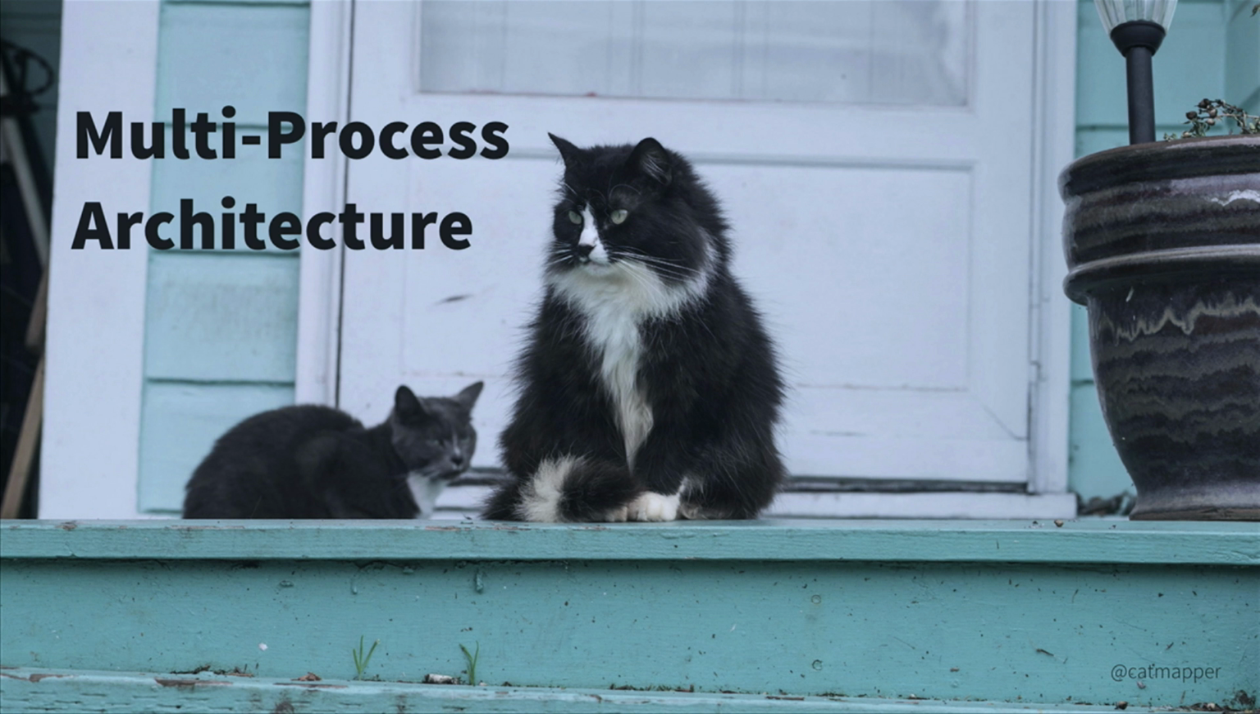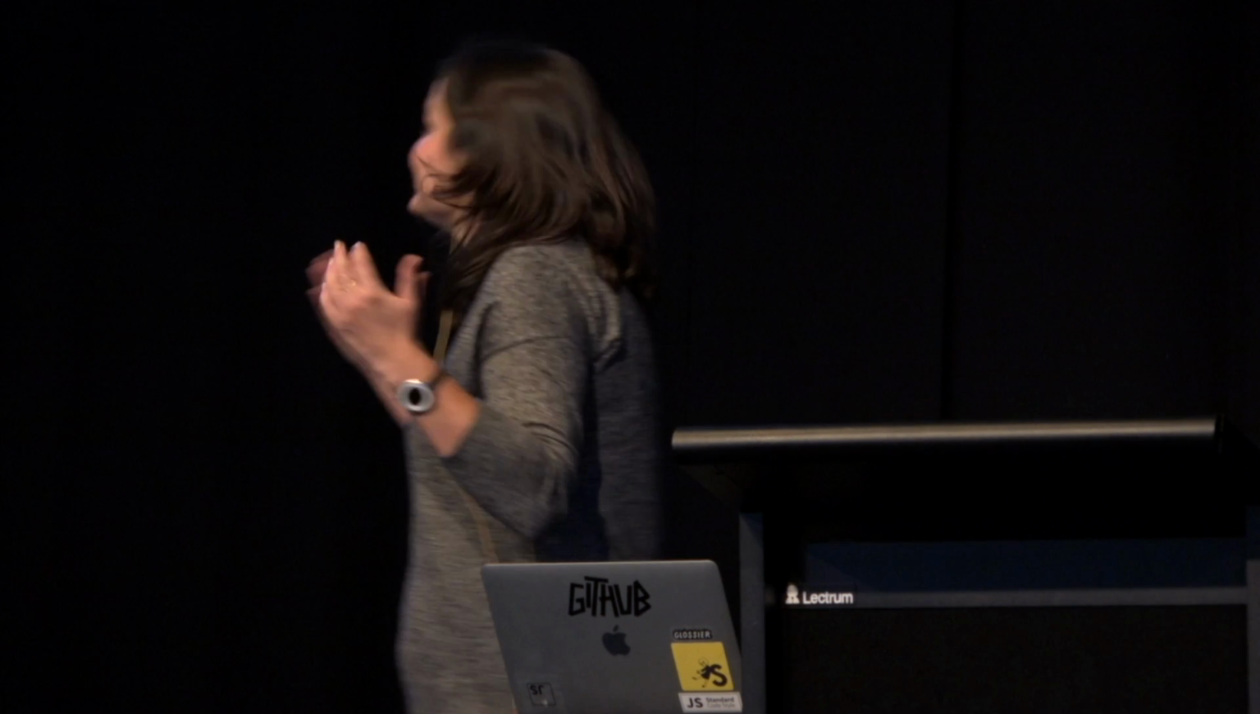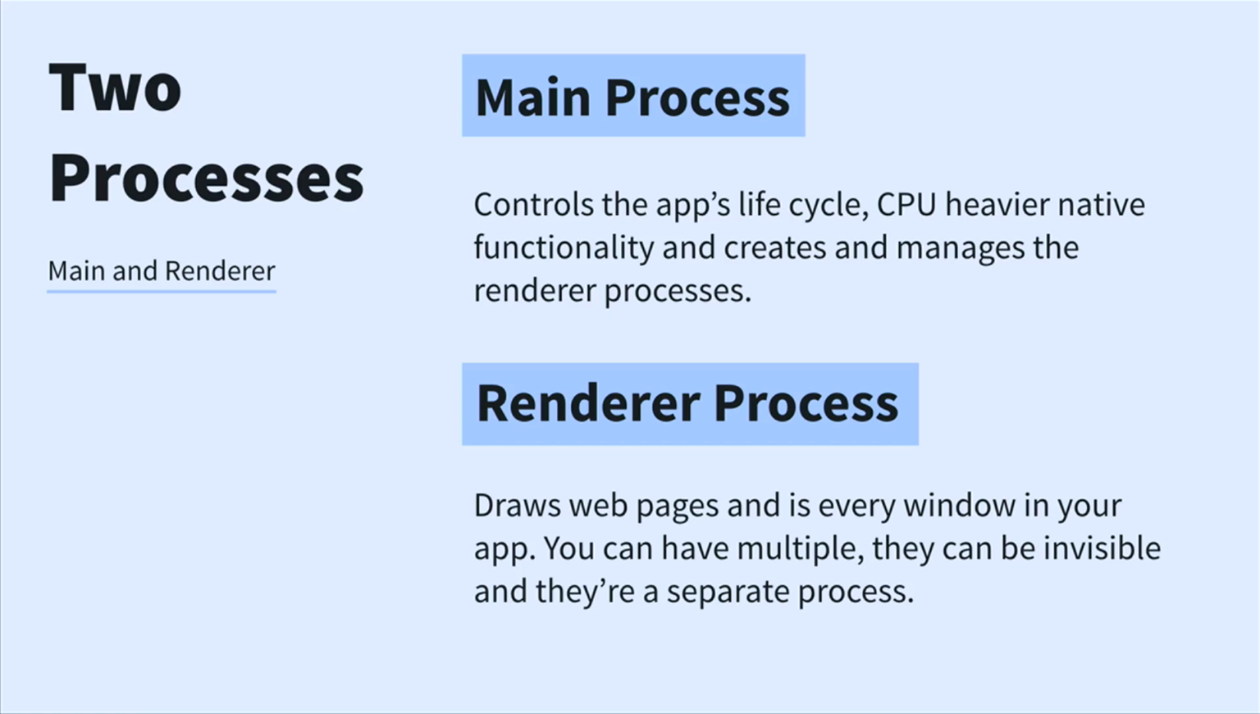Okay, so because Electron is built on top of Chromium, and Chromium has a multiprocess architecture so that all your tabs don't crash the other tabs, Electron inherits this multiprocess architecture. There are two processes in Electron. It has the main process and the renderer process.